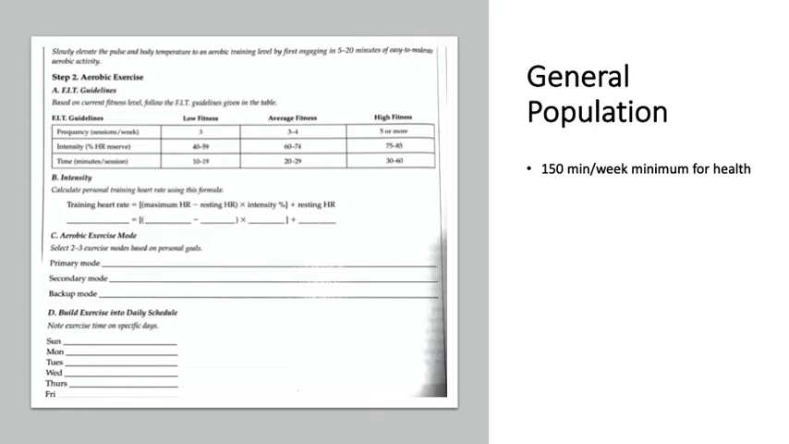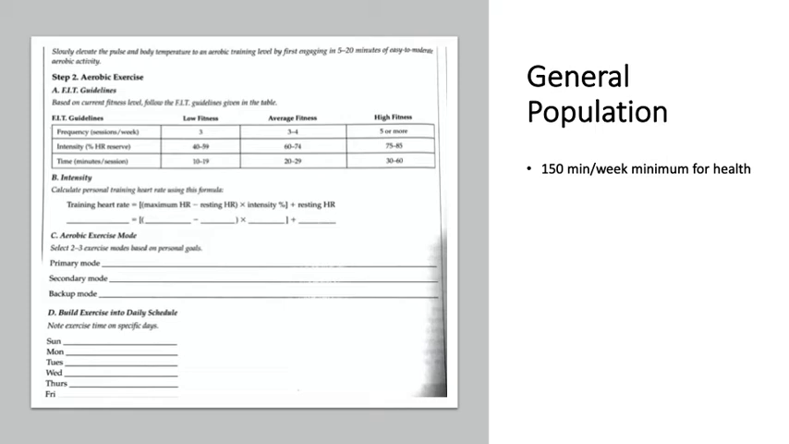Then you can calculate their intensity based on heart rate, resting heart rate, as well as other factors within the equation. So you have max heart rate minus your resting heart rate, times the intensity you want the individual to work at, plus resting heart rate. And this would give you an indication of the target heart rate for that session.